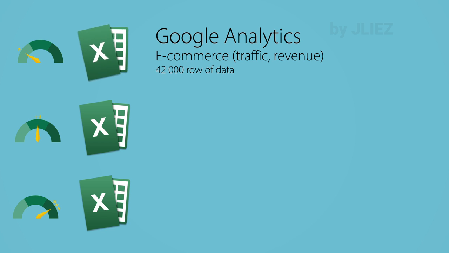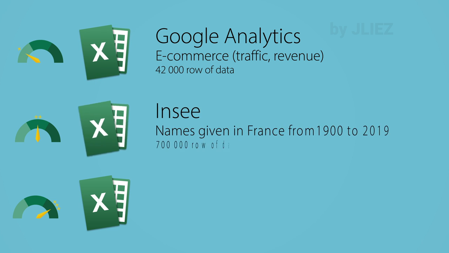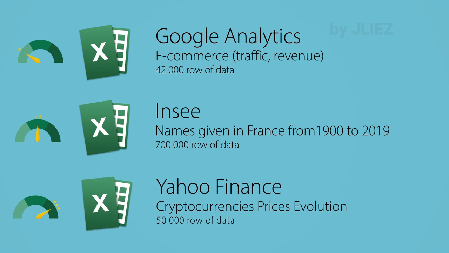For the first case, we will use the audience and sales data of an e-commerce website from Google Analytics, a very popular digital analytics software. For the second case, we will use some data of given names in France, issued from the French Official Institute. The last case is about the pricings of cryptocurrencies that we can find from Yahoo Finance.